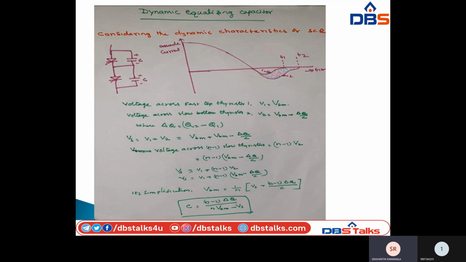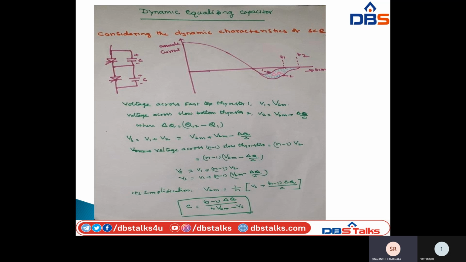Why do we want to study the dynamic equalizing capacitor? Because you have to connect the thyristors in parallel operation. By using a capacitor we can connect the thyristors in parallel operation. Considering the dynamic characteristics of SCR, we connect a capacitor in parallel to the thyristor. This capacitor is called the dynamic equalizing capacitor. So these two thyristors will be connected in parallel with the help of dynamic equalizing capacitors.